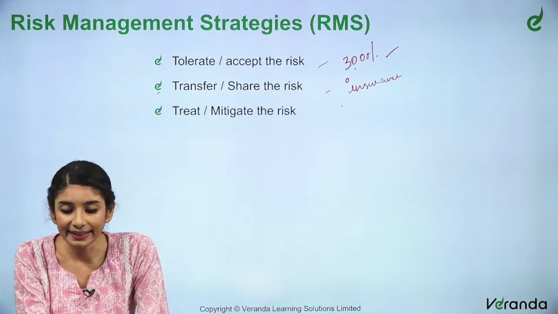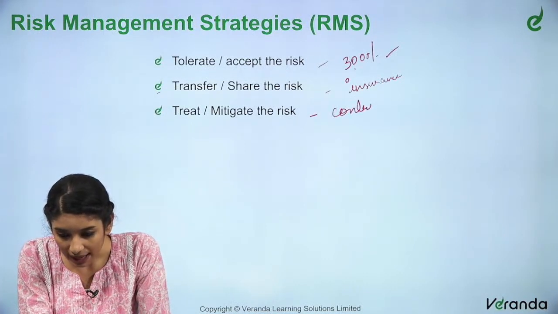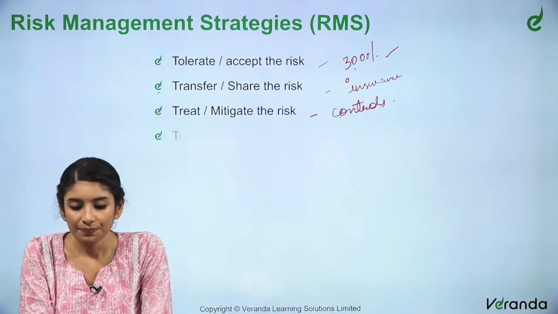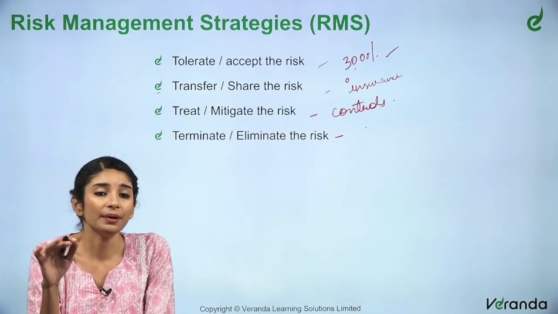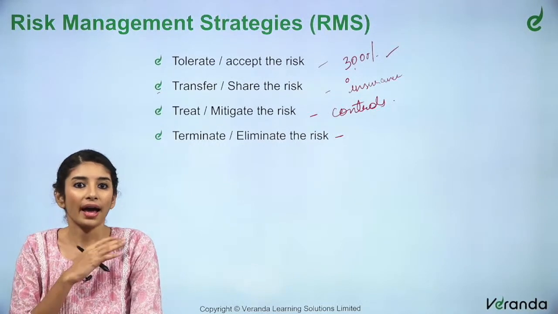Treat or mitigate the risk. Treat or mitigate means you put in proper controls and address the risk. You treat it, you put a proper treatment for it. Next is terminate or eliminate the risk. So, I have to terminate or eliminate. It's a very dangerous risk for my organization. If that risk happens, then I cannot survive.